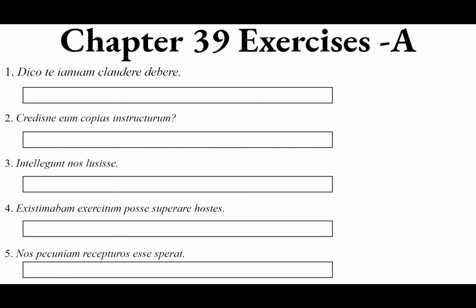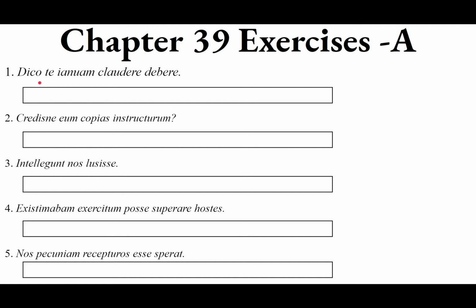Salvete omnes. This is chapter 39, exercise A. We are to first identify the indirect statement, that is, the substantive or noun clause, in the following sentences by bracketing them. So put brackets around the indirect statement. Then we are to translate by writing the English translation in the box. Sententia prima. Dico te januam claudere debere.